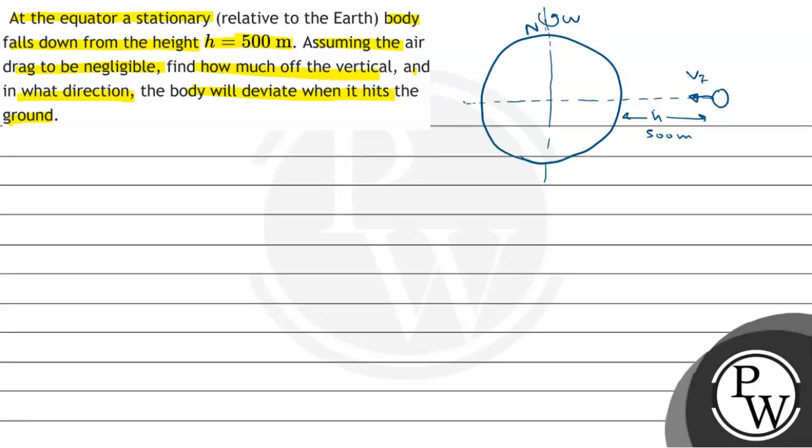Now we have to find how much it will deviate. Let's say this will deviate here, so we have to find this distance. Let's say this is x. As you know, due to rotation, the particle will not fall vertically. It will deviate some distance and we have to find that distance.